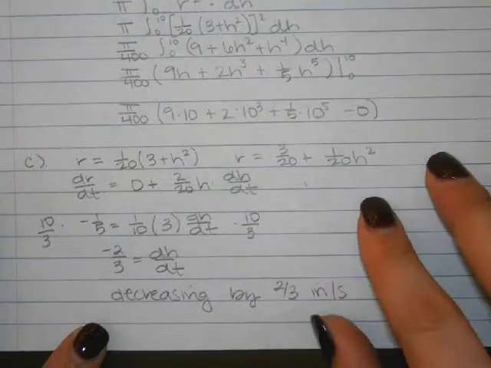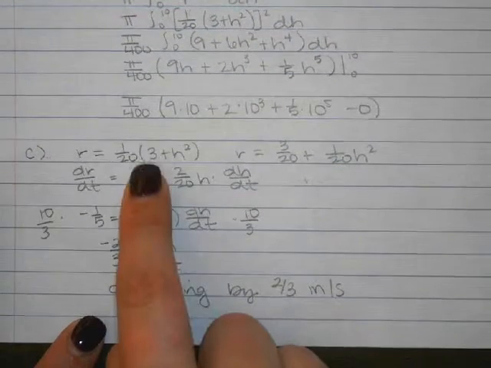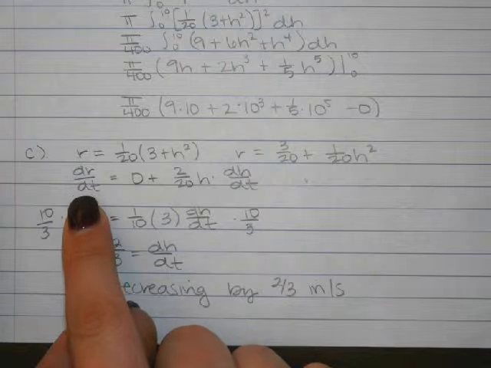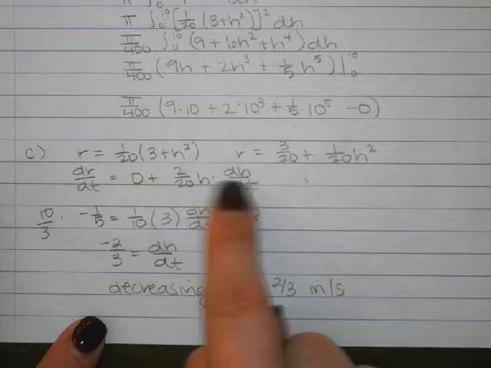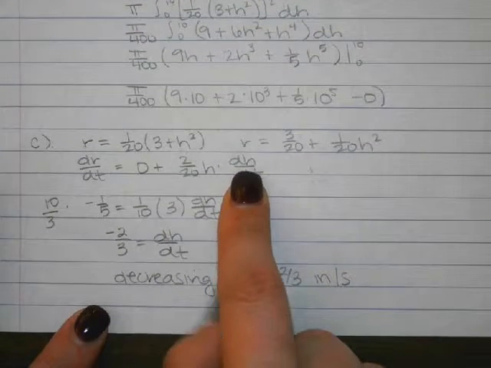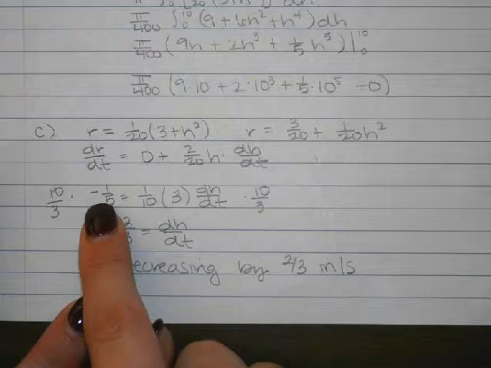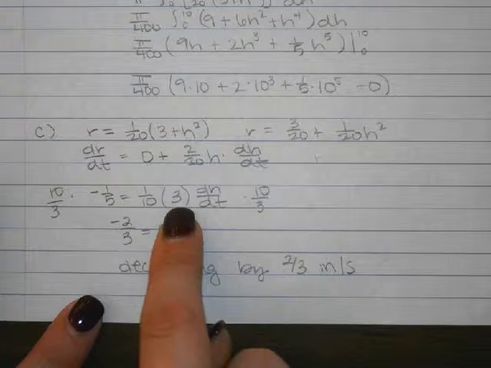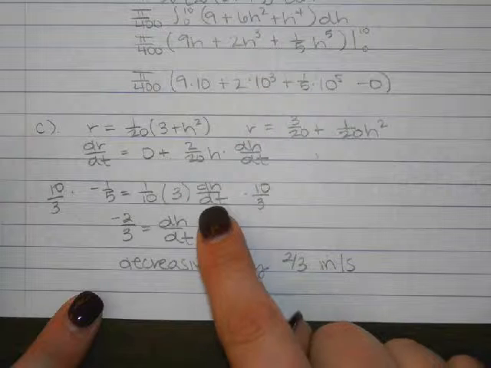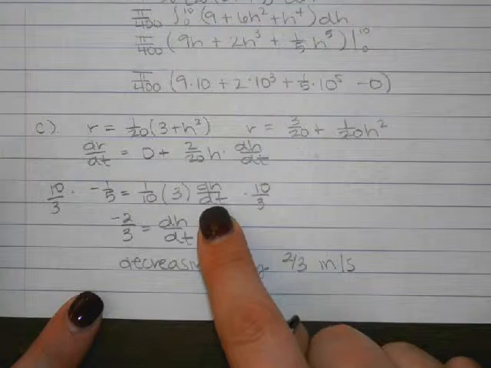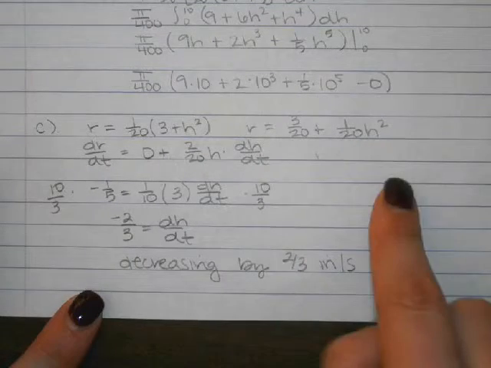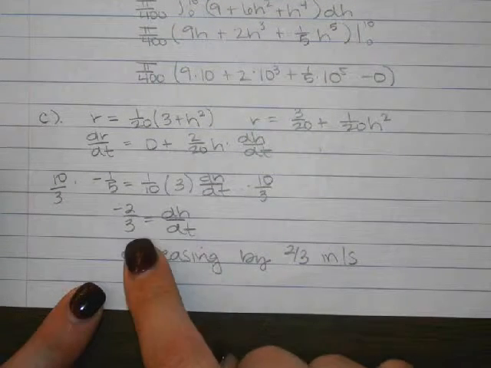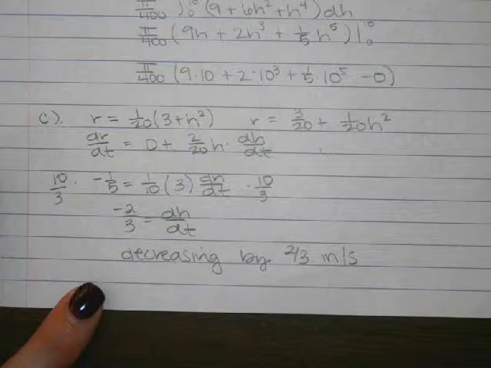And then part C, I took the equation and I went ahead and found the derivative of it. So dr dt is 2/20ths times h times dh dt. And then I went ahead and plugged in the -1/5 for dr dt and the 3 for the h. And you're trying to solve for dh dt. So I had 3/10 on this side, so I just multiplied by 10/3 on both sides. And then I got that dh dt is -2/3, and so it was decreasing by 2/3 inches per second.